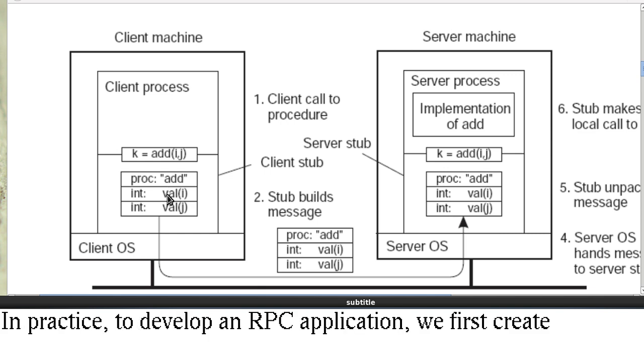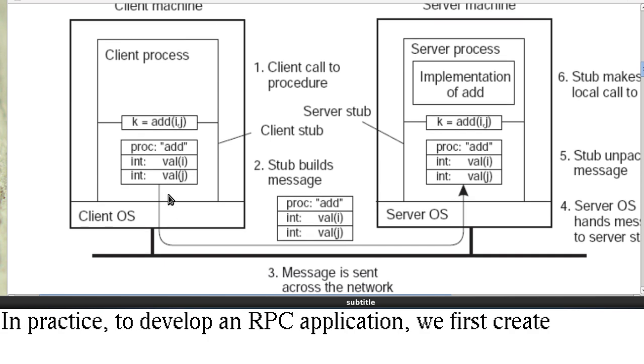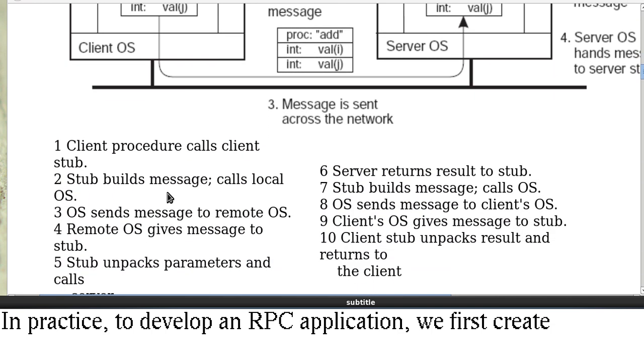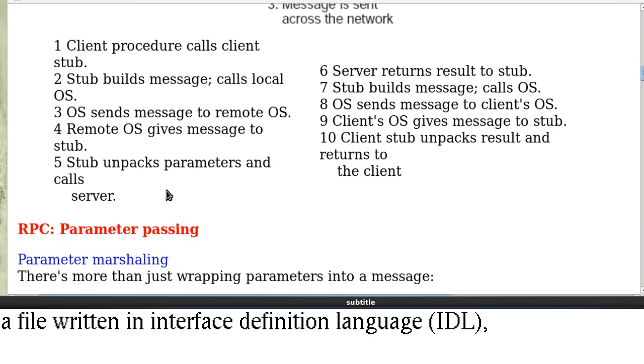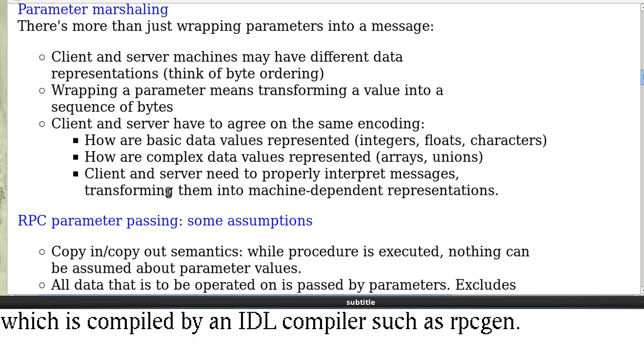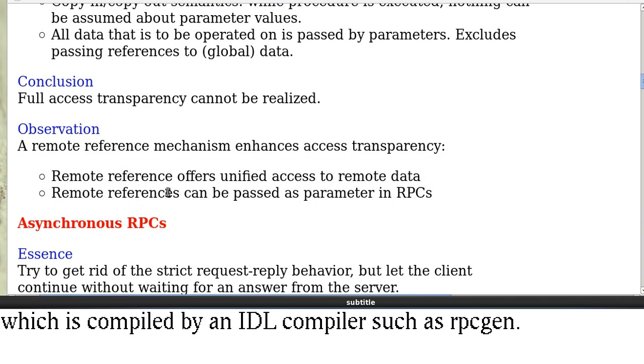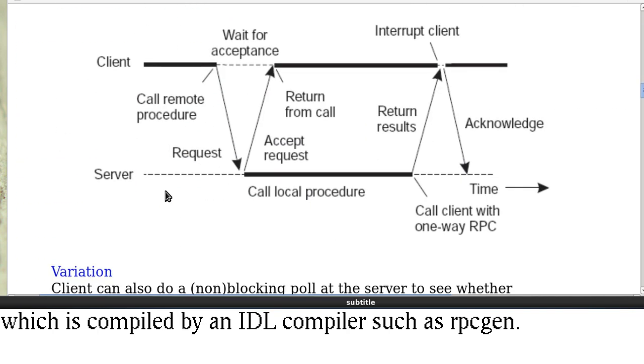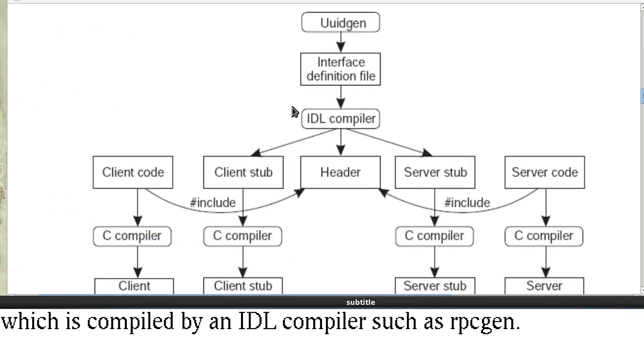In practice, to develop an RPC application, we first create a file written in Interface Definition Language, IDL, which is compiled by an IDL compiler such as rpcgen, as shown in this diagram.